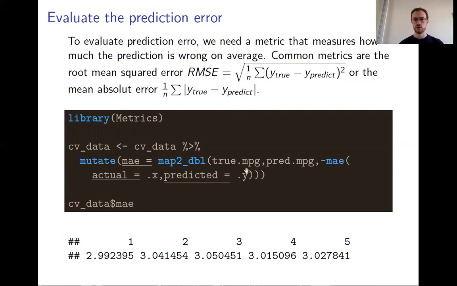We're now going to use the true miles per gallon and the predicted miles per gallon. And then we just calculate the mean absolute error, which is this metric here, and add this as an extra column in our data set. And now for each of these models, we can see how much our predictions are off on average. And we see that for each of these models, the prediction is off by about 3 miles per gallon. And it's actually very consistent, which means that this model is clearly not overfitting, because it's very consistent in how wrong it is.